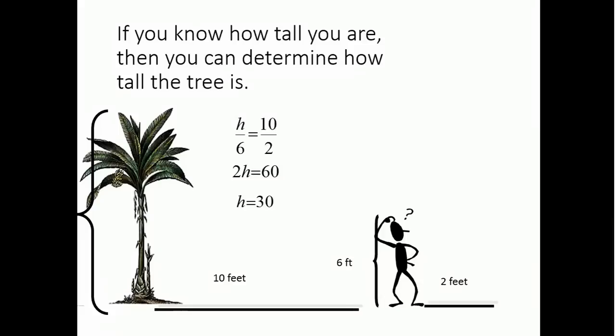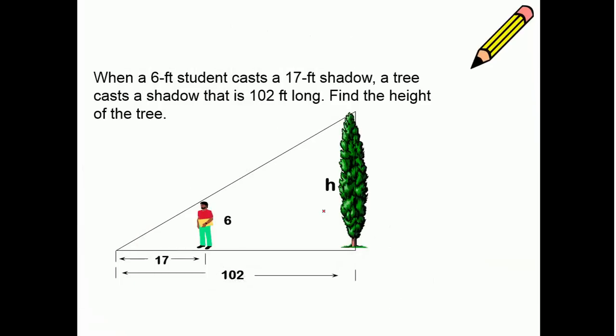So I can set up a proportion. I can go tree over me. The tree is H, because I don't know it, right? Over my actual height equals the shadow of the tree over the shadow of me. This allows me to solve my proportion: 2H equals 60. So the height of my tree is about 30 feet tall. Don't think it's going to fit in my house, guys. Probably not.